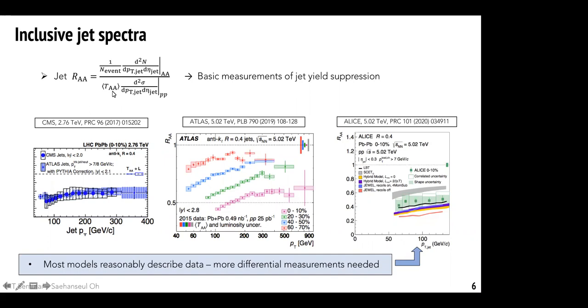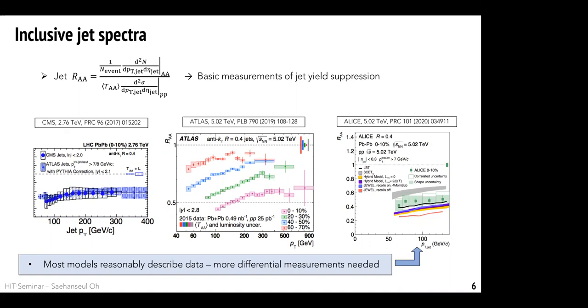We've been seeing many publications on jet RAA starting from the early days of the LHC. I picked three plots here on this slide, one from CMS, one from ATLAS, and one from ALICE. I believe they are recent publications from each collaboration. The CMS one is at 2.76 TeV, and the other two are at 5 TeV. Through all three plots, we can see that jet yields are suppressed in central heavy ion collisions.